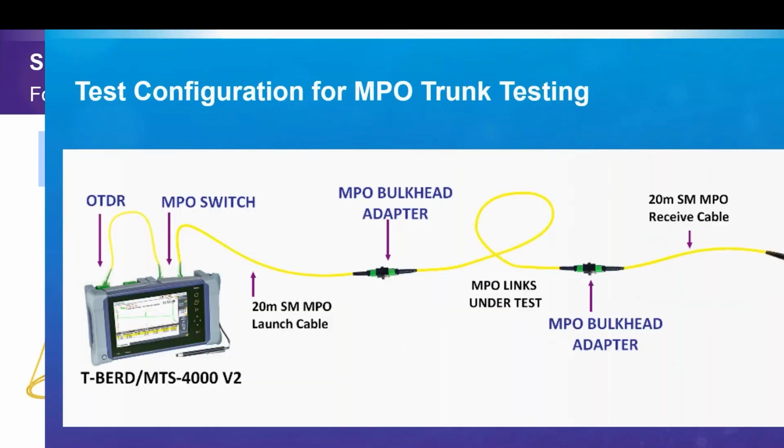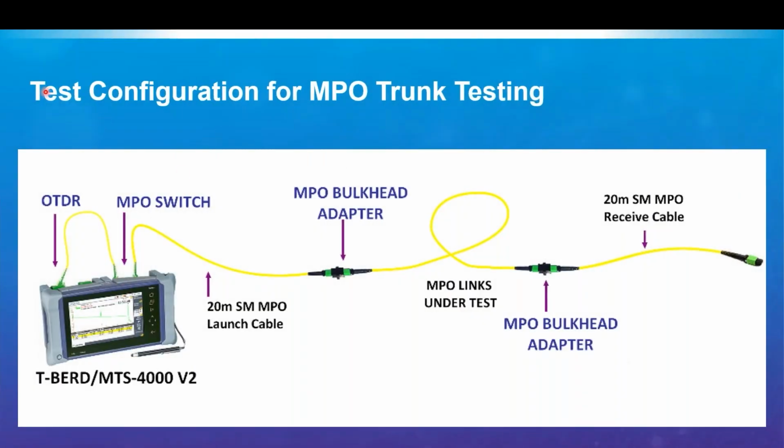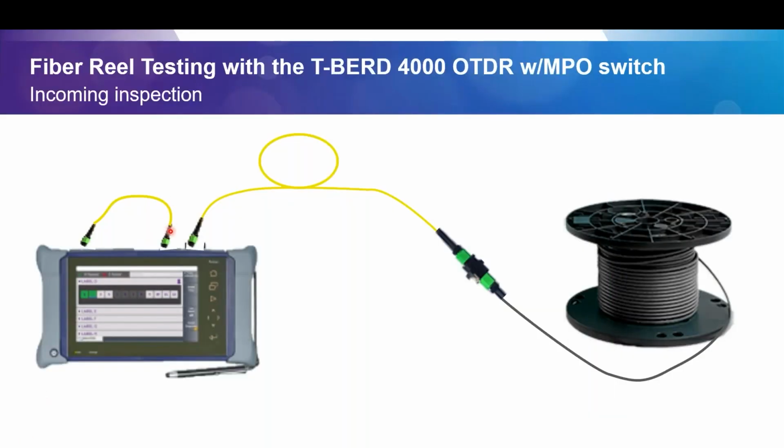So that's a little bit about it. Here's an example of some of the test configurations. This is testing an actual MPO trunk cable. We've got our OTDR on one side, MPO switch on the other, a jumper going over to it. This is our launch cable. In this case, we just used a 20-meter single mode launch cable, and we're plugging into that trunk. And then we've got a receive cable on the other end so that we can measure from connector to connector on that trunk cable.